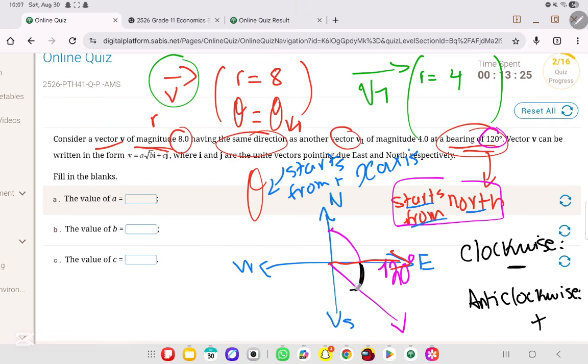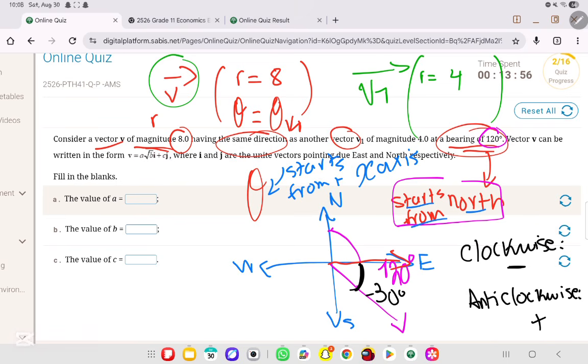What is this angle? This angle was 30 degrees. How did we find it? Because we know the total is 120 and this is 90 degrees. So what's left for me is 30 degrees. But is it 30 degrees? No. Why? Because it's going in the clockwise direction, we will put a negative for it. So it's negative 30 degrees.